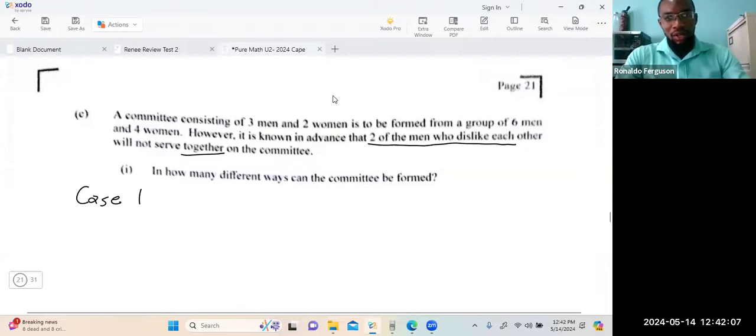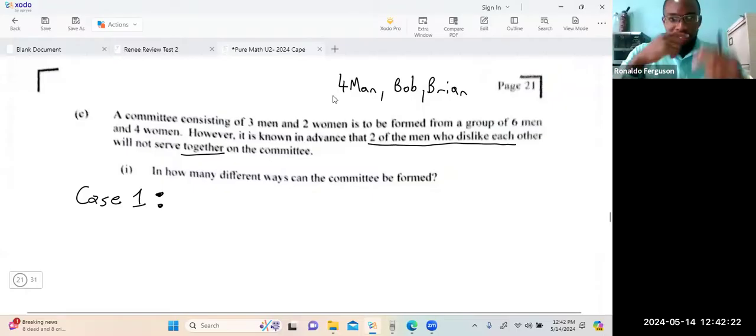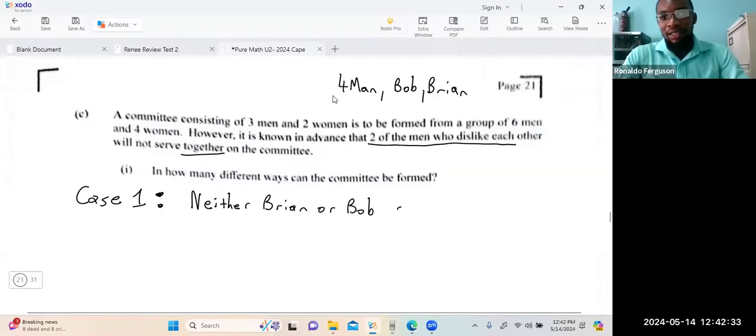So I like to break it up in cases. So case 1, we have 6 guys, right? I'm gonna write it as Foreman, Bob, and Brian. So Bob and Brian don't like each other. This is how I process things, right? You don't have to do it the same way. So case 1 is neither Brian nor Bob selected. Because they don't like each other, we don't select either of them.